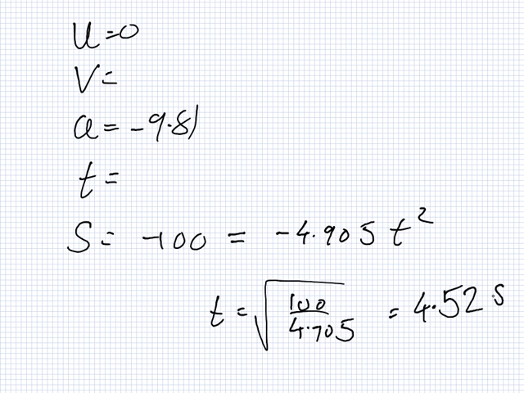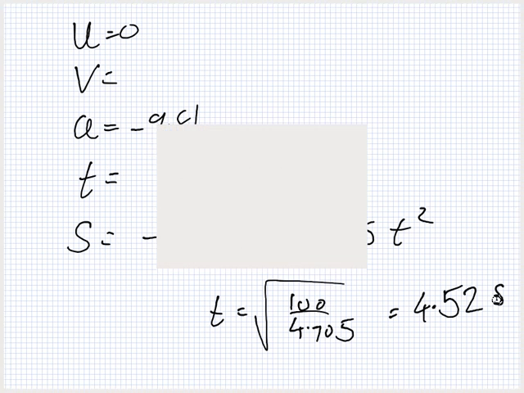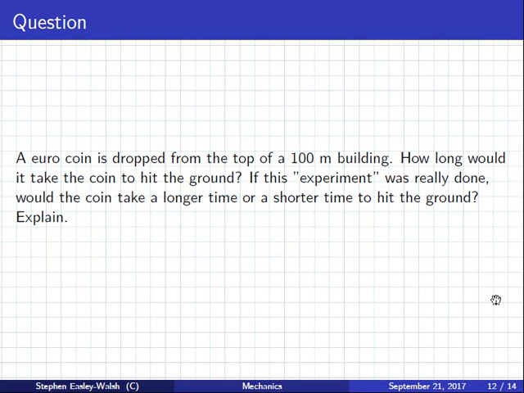If I did this in real life, would it take longer or shorter time to hit the ground? Longer, shorter? What are we committed to? Longer. Because if there's a drag, it means it's not accelerating as quickly, which means it'll be reaching the higher speeds slower. So it'll take longer to travel the same distance. Okay.